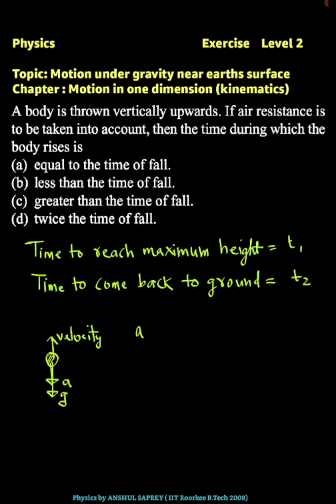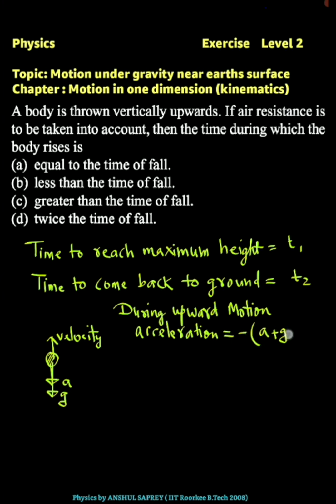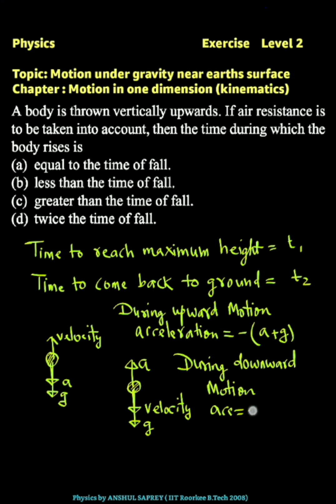So during upward motion, acceleration is equal to minus of (a plus g), and during descent, when the ball is going down, the velocity is downward, acceleration due to gravity is downward, but the retardation due to air friction is vertically upward. We are assuming the magnitude of air friction is constant, so the retardation due to air friction is also the same magnitude-wise. That means during downward motion, acceleration can be taken as minus of (g minus a) in the downward direction.